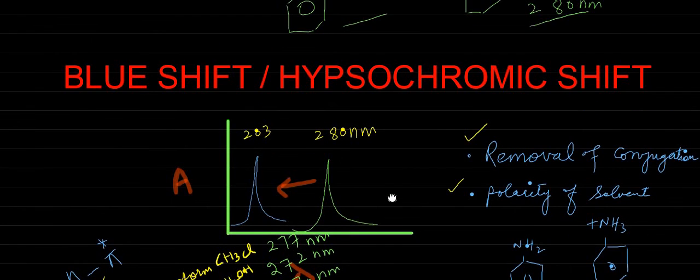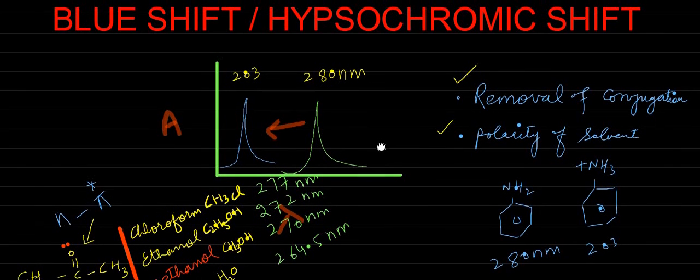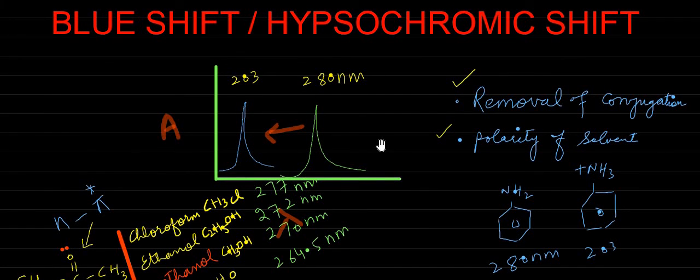So there may be the effect of solvent, or it may be the cut down or removal of the conjugation from the molecule that can make its lambda max shift from longer wavelengths towards the shorter wavelength, and overall this effect is referred to as blue shift or hypsochromic shift.